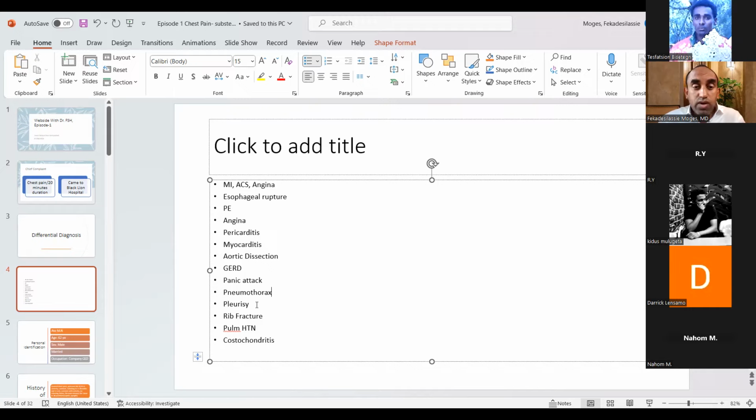What about pneumothorax and pleurisy? Wait, doctor, can we consider the patient's job as a risk factor for panic attacks?